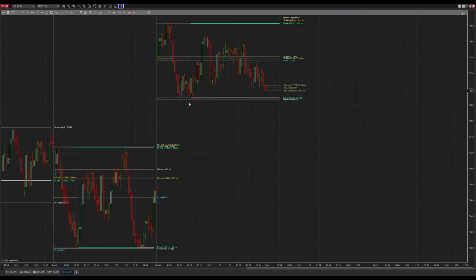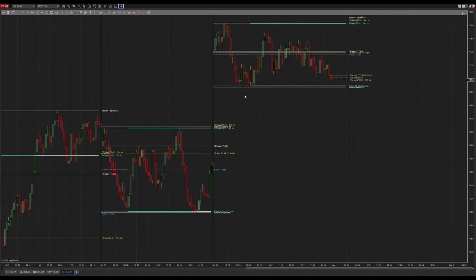So here's crude today. It's a 1500, so it's green. We get two ticks to go through, right? And then we go 82 ticks straight up. Right, IB high stays a virgin.